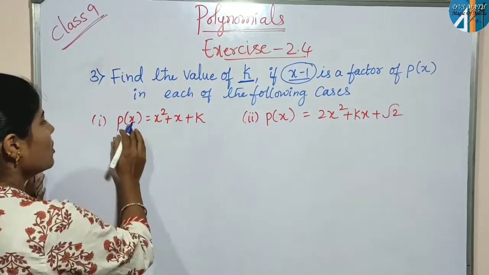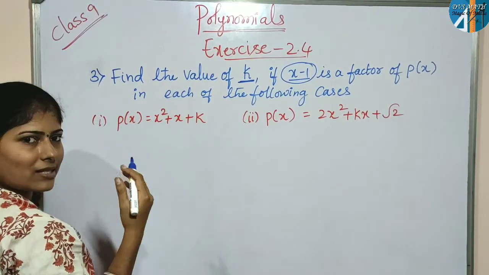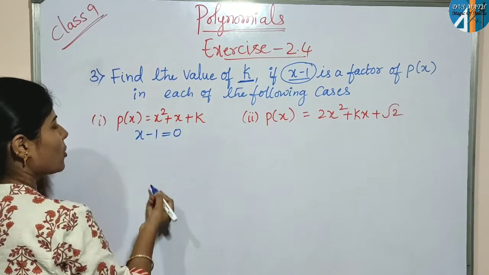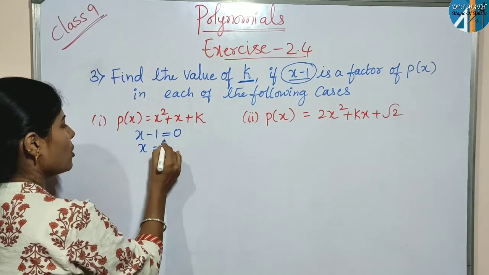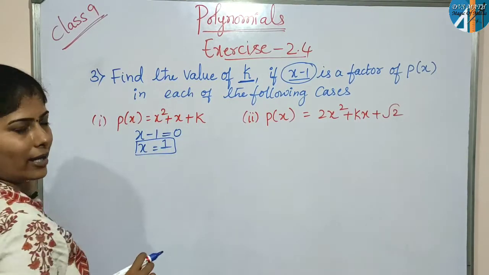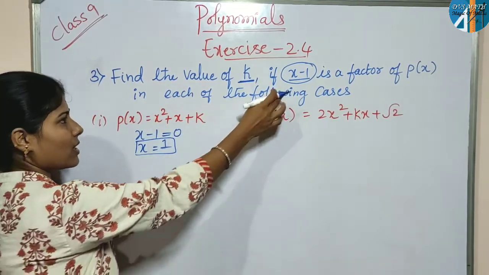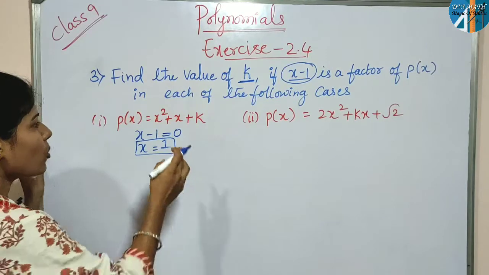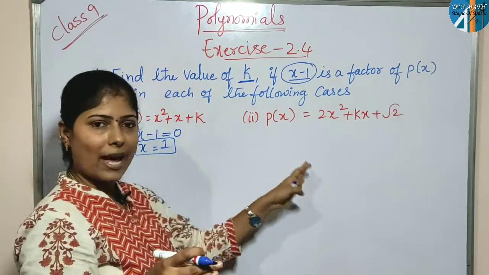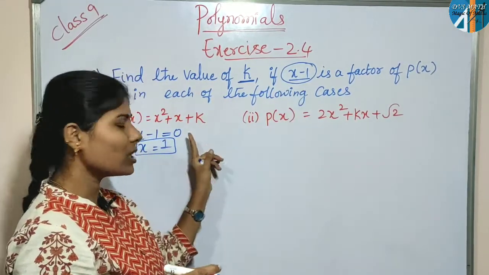So let us take now. They said x minus 1 is a factor of p of x. So what we can do, x minus 1 is equal to 0. What happens to the value of x? x is equal to 1. So now let us substitute this one value in the place of x. As you all know, if we substitute 1 in the equation, they are saying that x minus 1 is a factor, so the value of this polynomial is 0. That means the final remainder is 0, then x minus 1 is a factor of the given polynomial.